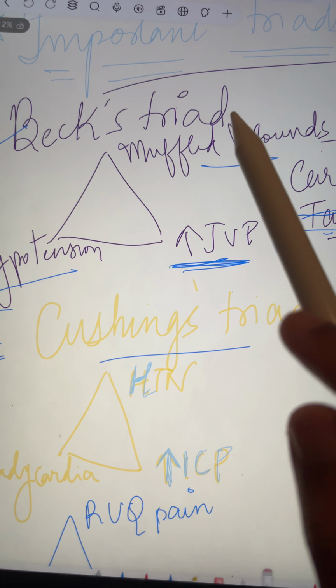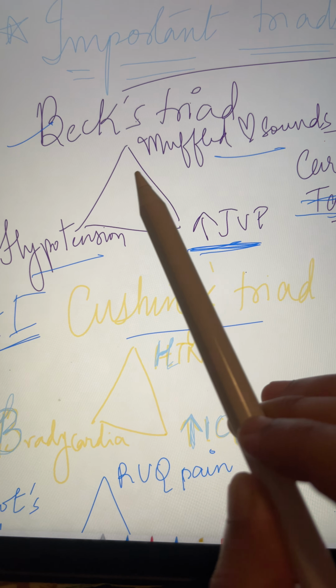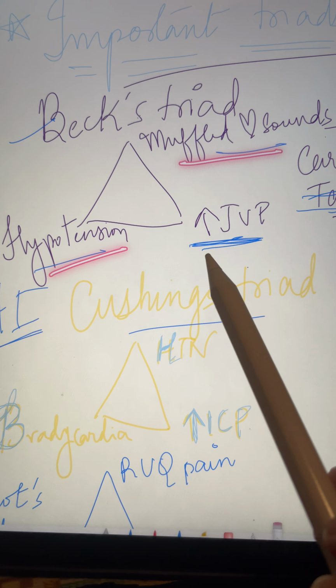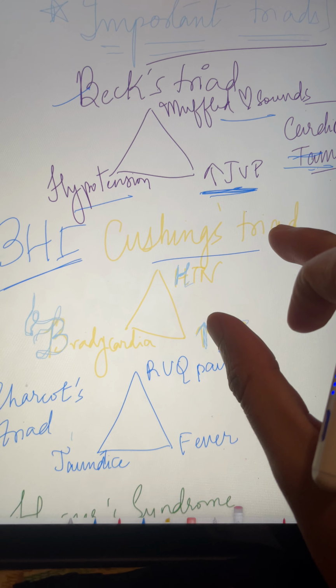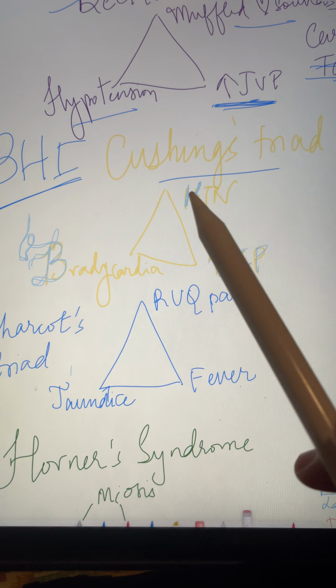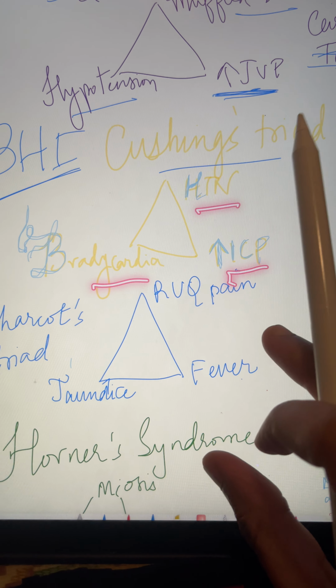Today we are going to talk about all the important triads of medicine, starting with Beck's triad. It comprises muffled heart sounds, hypotension, and increased JVP, mostly seen in cardiac tamponade. Next, we have the Cushing's triad, which includes bradycardia, hypertension, and increased intracranial pressure.